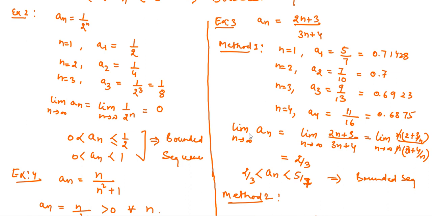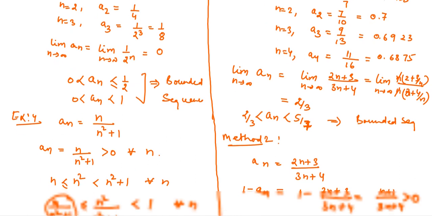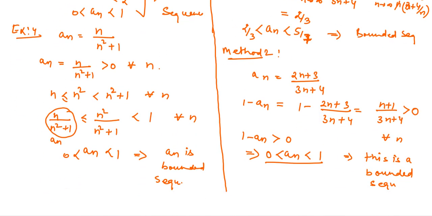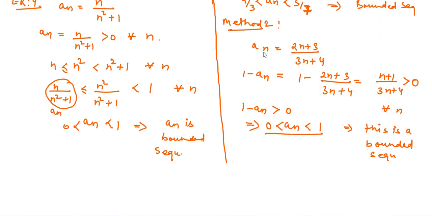Okay, now let's find the limit. When n is tending to infinity, we have this (2n plus 3) upon (3n plus 4). We can easily find the limit, and limit is equals to 2/3. Okay, so the bounds for this sequence are, lower bound is 2/3, upper bound is 5/7. So because both the bounds exist, so the sequence is bounded.